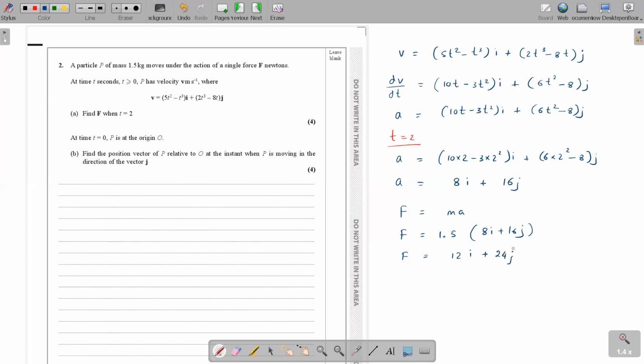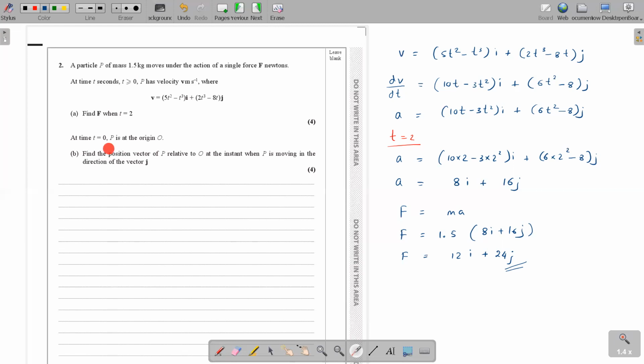Is this the final answer? Can we leave it like this or do we need to go further? Do you need to find what we call the magnitude? You don't really have to, children, because they say to find the force. If they ask you to find the magnitude of the force, you need to go square root of 12 squared plus 24 squared. But when they ask you to just find the force, leaving it in terms of I and J is totally fine. So this should be your final answer. Okay, I'll move on to the next part.